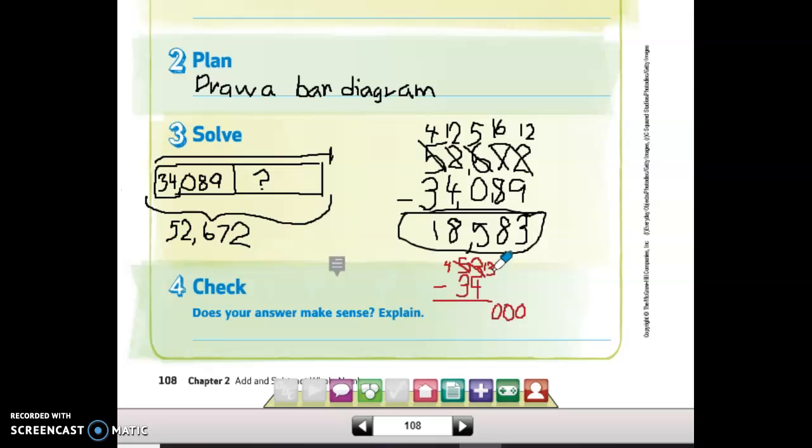And I saw I needed to regroup, so I went ahead and set up the regrouping. So I had 53, but I had to change it to 4 tens and 13 ones in order to be able to do my subtraction. 13 minus 4 is 9. And 4 minus 3 is 1. 19,000 is very close to 18,500. So that means, yes, my answer makes sense.